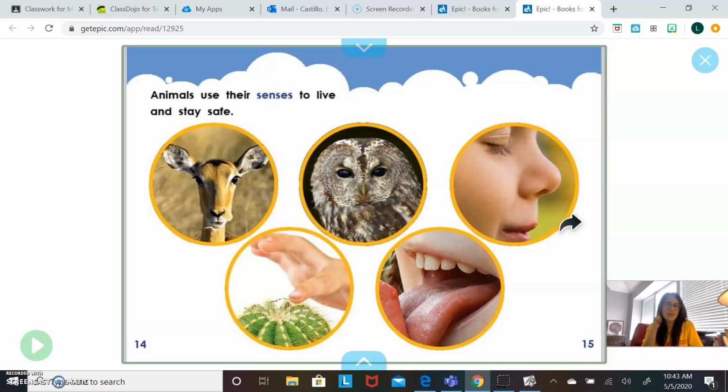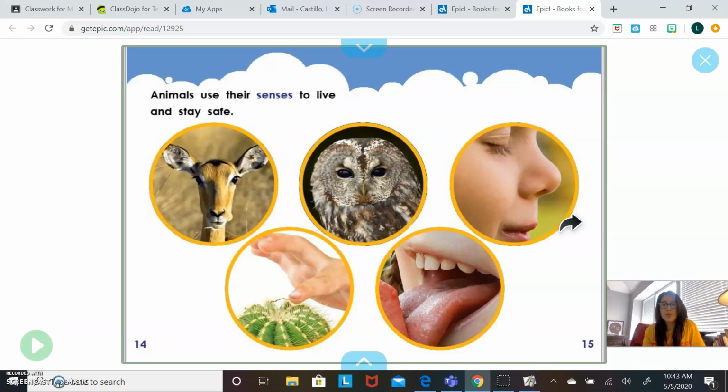What about our sense of hearing? We talked about that, but what about when we're in the classroom and if we hear the sirens go off? We hear that, right? We know that we need to get up and exit the building, you know, when we have those fire drills, right? So that's a way that we use our senses to live and to stay safe.